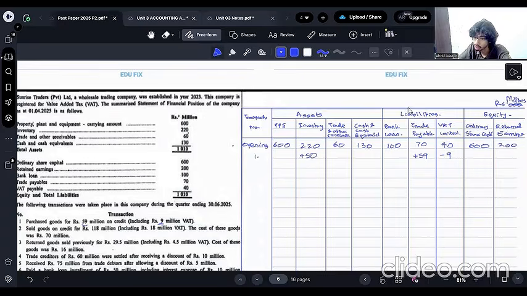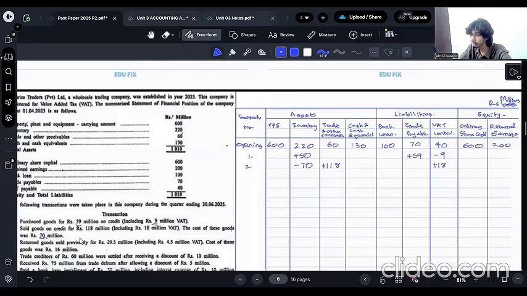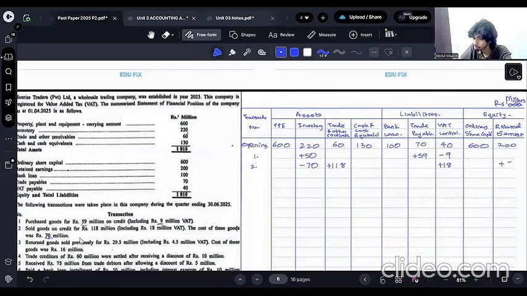Number one done. Second one, sold goods on credit for 118 million, including 18 million VAT. Cost of the goods is 70. So you're selling for 118 on credit, plus 118 trade and other receivables. Out of that, 18 million is VAT. VAT control plus 18, it's a liability. And then the cost of the goods is 70, inventory minus 70. Now here we totally sold it for 118, including VAT. Then the selling price is 100. Cost of the inventory 70, then the profit is 30. The profit will go to retained earnings, plus 30.